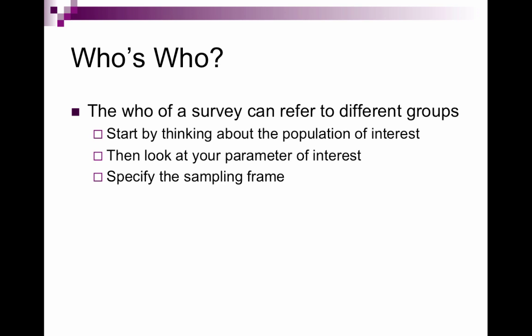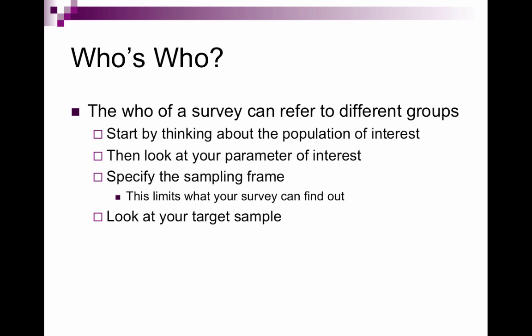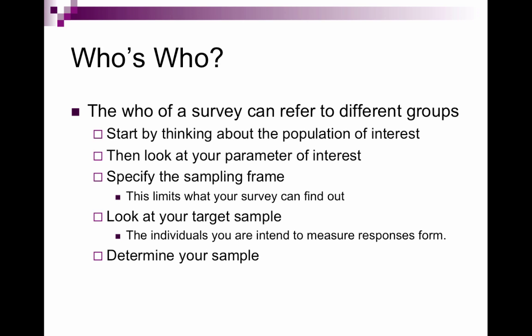So my population would be all high school students. My sampling frame would be public school students. So again, it limits what your survey can find out. So I'm limiting it to only one specific group. Then you look at your target sample. So my target sample is high school students. So I would decide what method of sampling I'm going to use, implement it, and then my sample are the people who actually respond. They're the individuals you intend to measure responses from. Again, these are the actual respondents who you actually get data from.